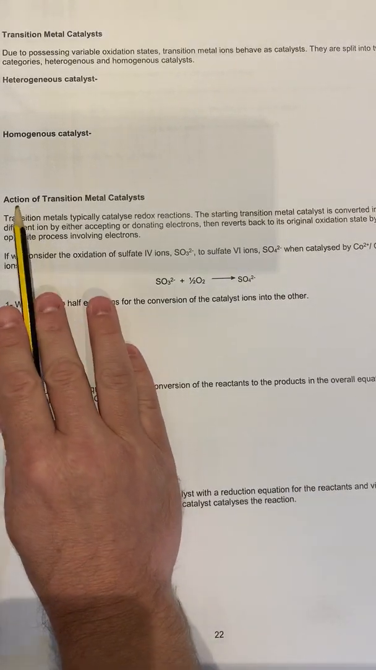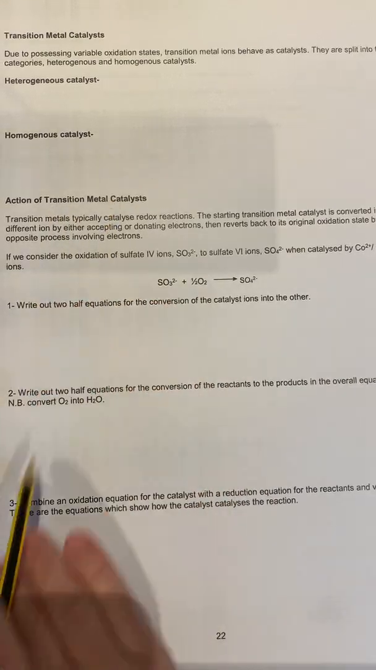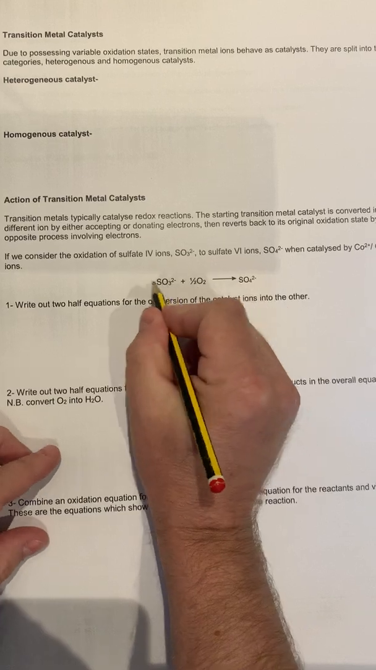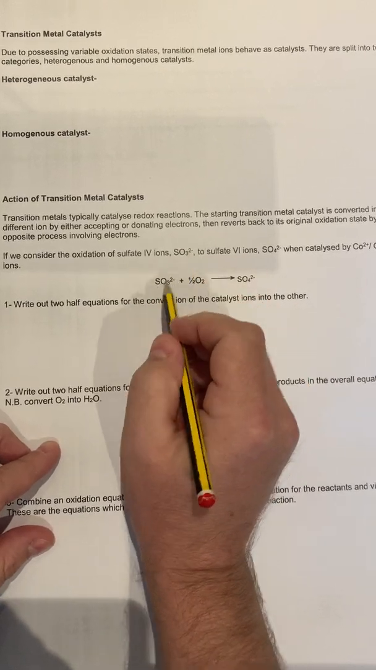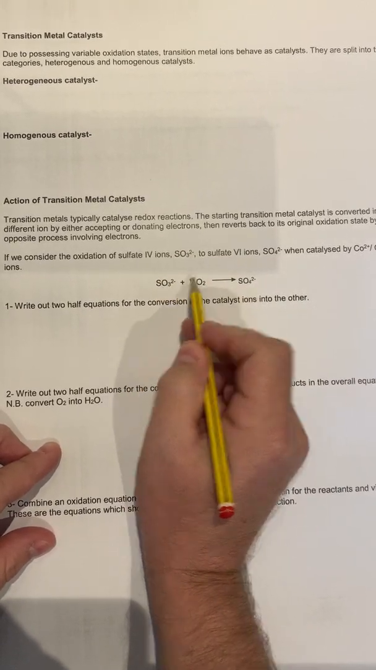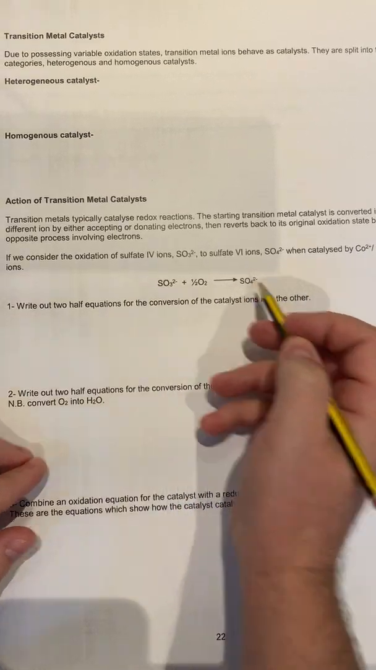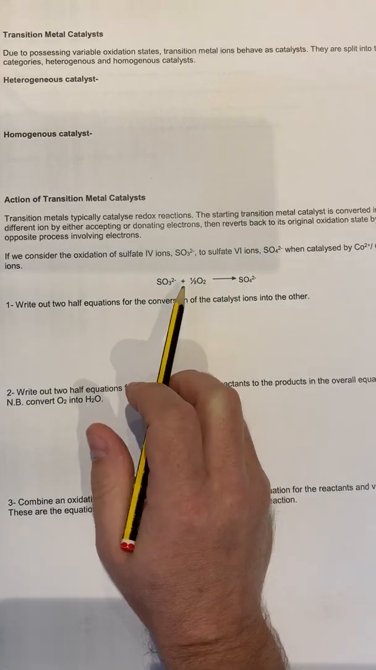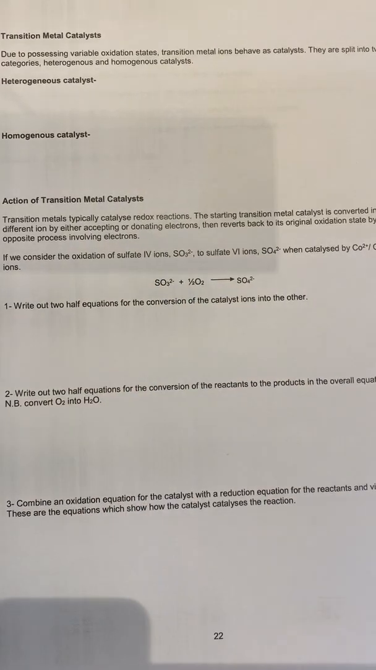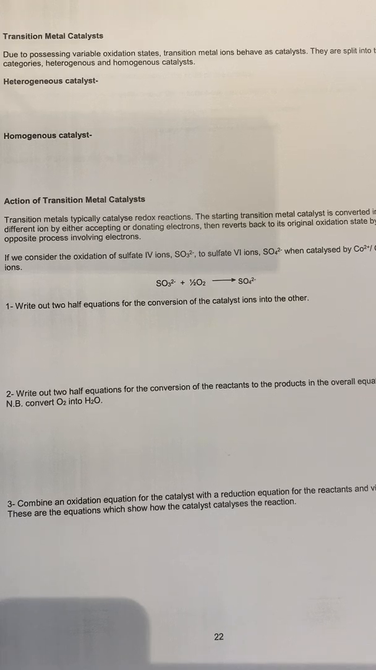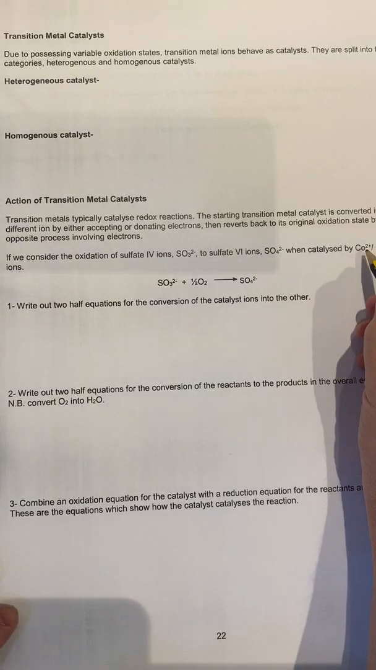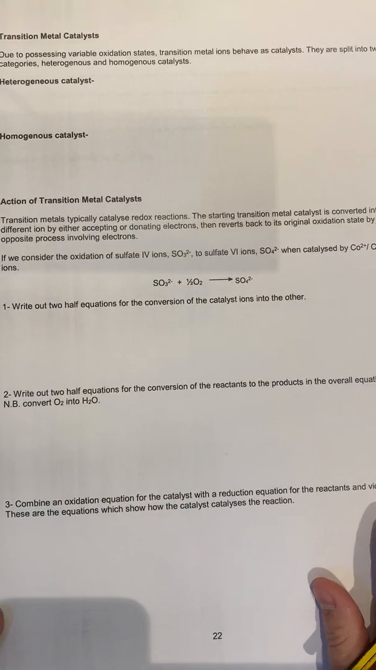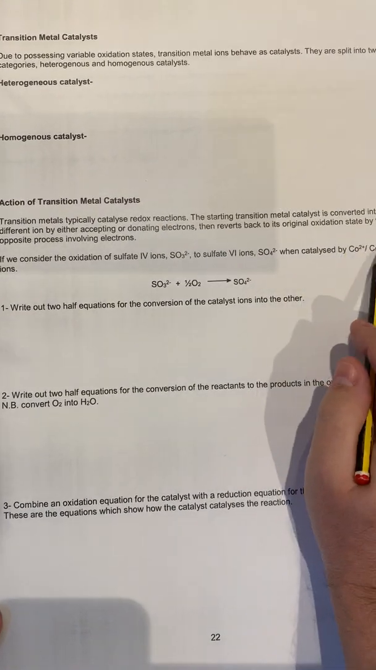So I'm just going to go through this action of transition metal catalysts and explain this. Now imagine we've got this reaction here. So this is our reaction, and we've got sulfate 4 ions. They react with oxygen and they get converted into sulfate 6. Now that reaction occurs, but that could also potentially be catalyzed by a transition metal catalyst. And we're going to look at either cobalt 2 or cobalt 3 plus ions. Both of those will potentially catalyze this.